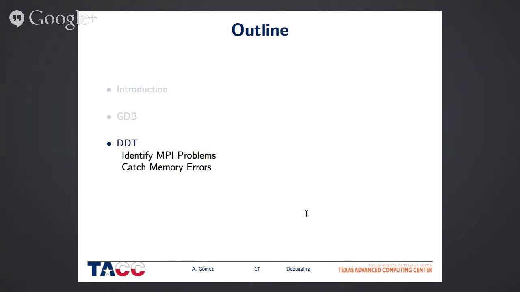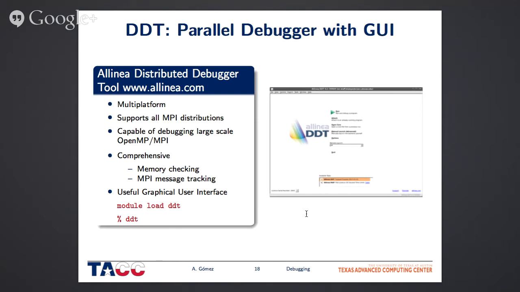The other debugger that we are going to talk about is DDT. We have DDT in Stampede. DDT is a multi-platform debugger that supports most or all of the MPI distributions, and it will allow you to debug at large scale, OpenMP and MPI codes with thousands of tasks, okay? It has memory checking, MPI message tracking, basically everything you can think of.